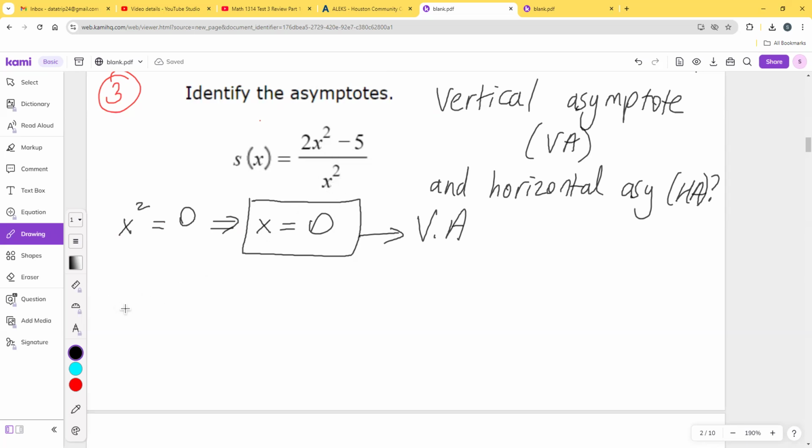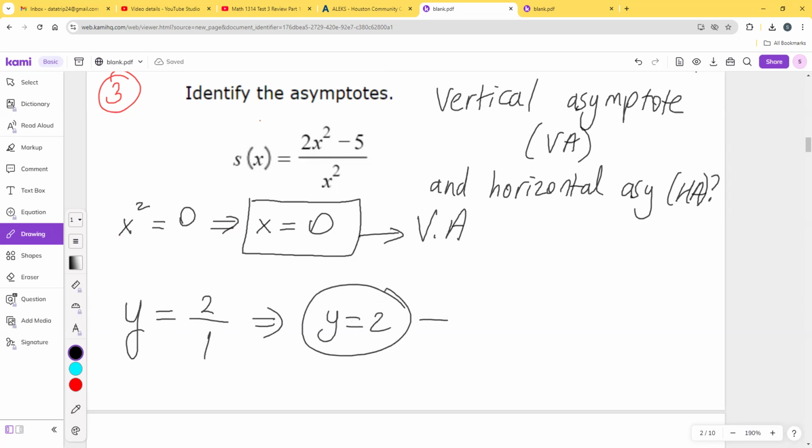Whenever they have the same power, horizontal asymptotes always start with y equals. How many x squares do we have at the top? 2. How many x squares at the bottom? 1. What is 2 over 1? 2. So y equals 2 is the horizontal asymptote, and x equals 0 is the vertical asymptote in this question.